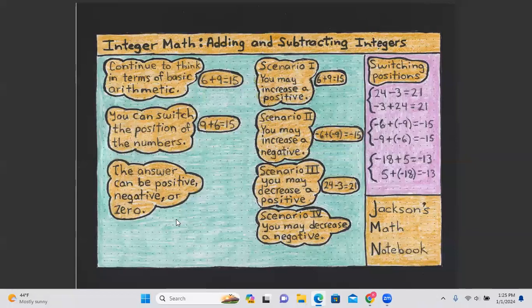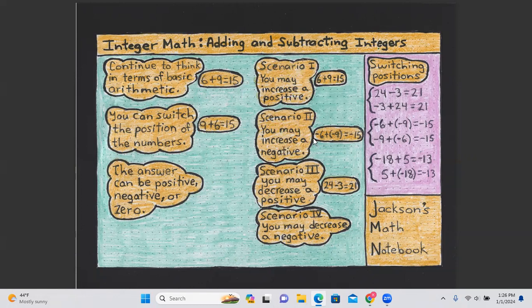The answer can be positive, negative, or 0. And with that in mind, here are the 4 scenarios to consider. Scenario 1, you may increase a positive. That is possible because 6 with 9 more added to it would give us 15, and we increased a positive in this case. Scenario 2, you may increase a negative.